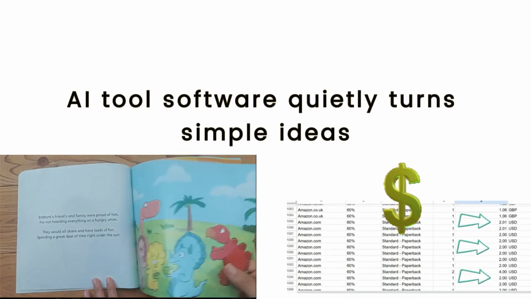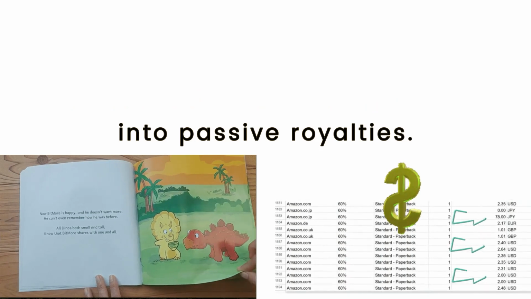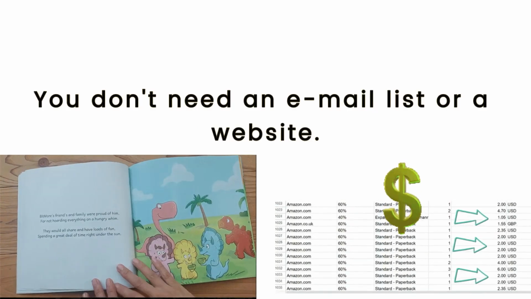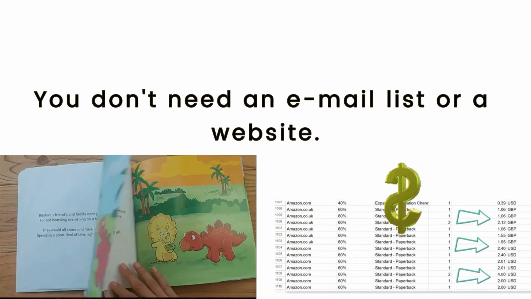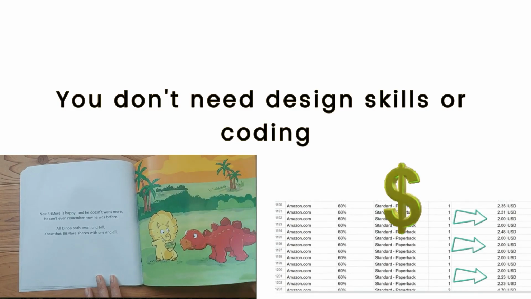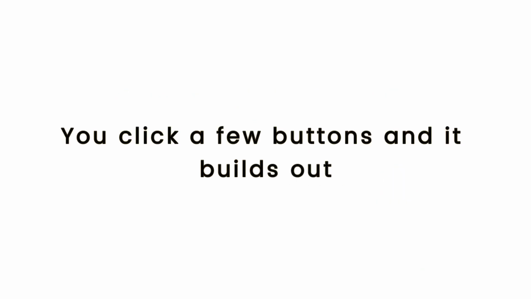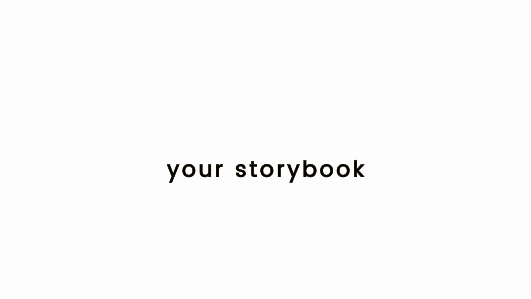This new AI tool software quietly turns simple ideas into passive royalties. You don't need an email list or a website. You don't need design skills or coding skills. You click a few buttons and it builds out your product, your storybook, in a few seconds. And after that, you just publish it.